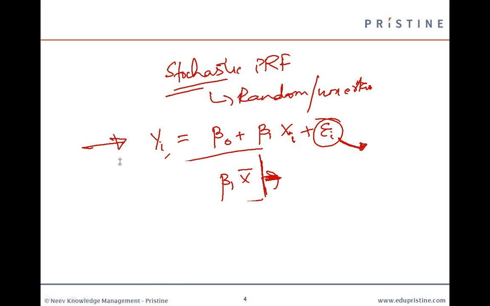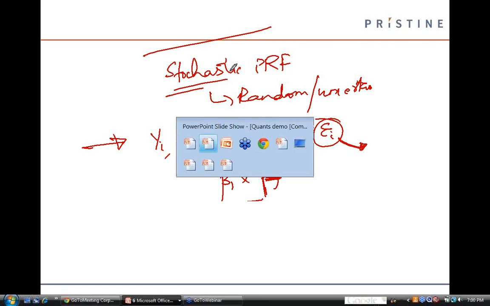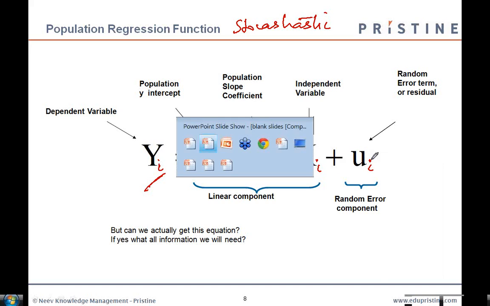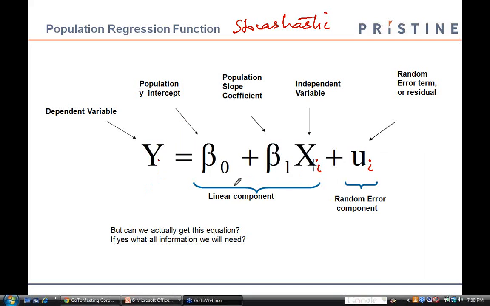So strictly speaking, the equation that we are seeing on the slide is actually a stochastic population regression function, because you are talking about, for each value of the independent variable, tell me the corresponding value of the dependent variable. And statistics says that I can't give that to you without any error, and therefore you have this concept of an error term. All right? Make sense? Any questions?